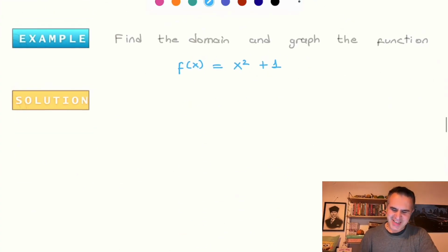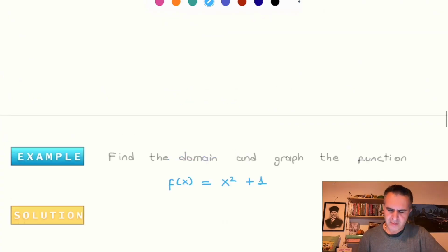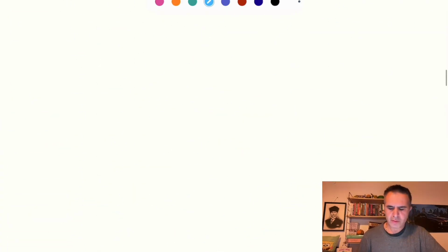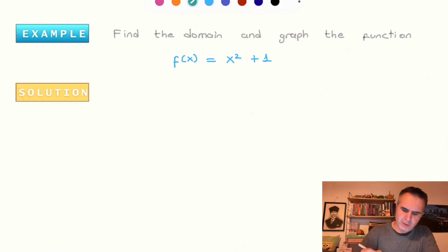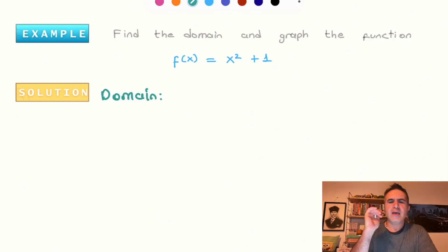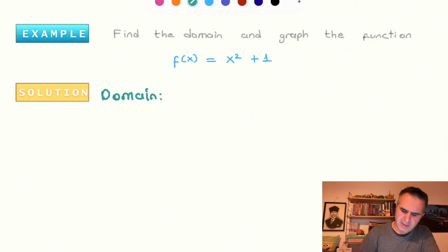And now the second problem. Find the domain and graph the function f of x equals x squared plus 1. First, we should find the domain. There is no real value of x that makes this function undefined. So, the domain of this function is again all real numbers.